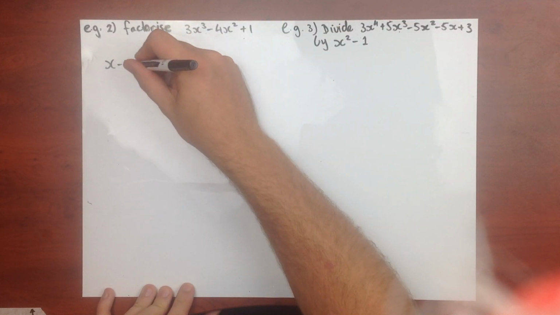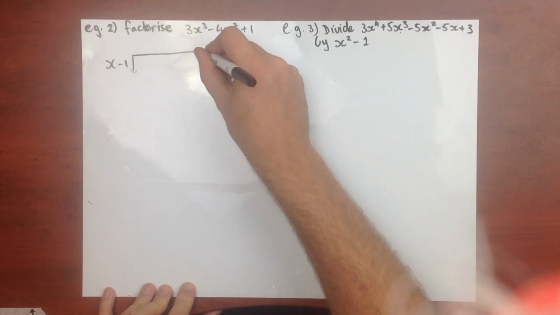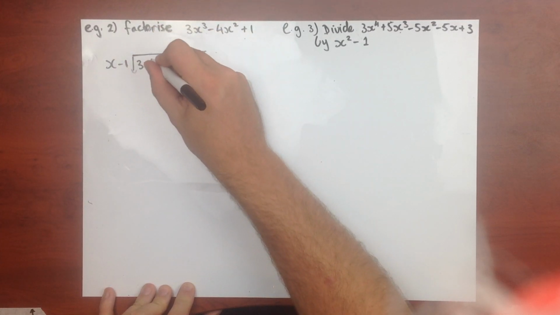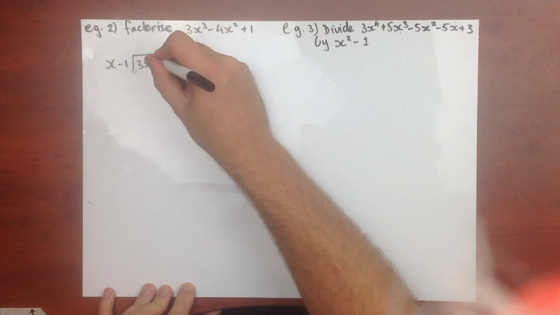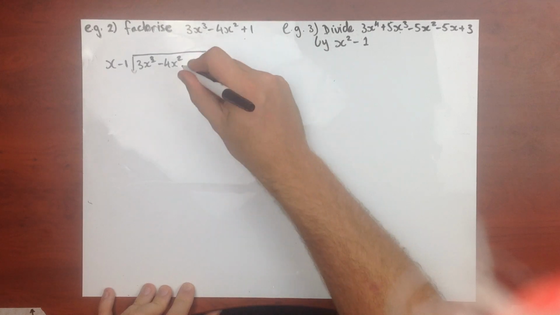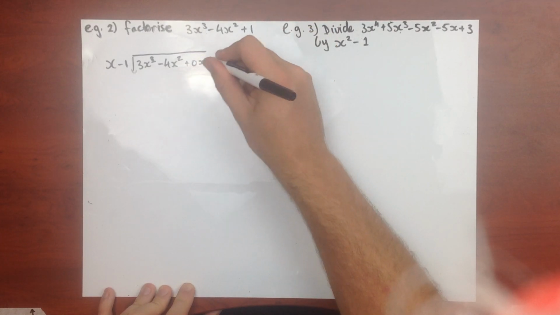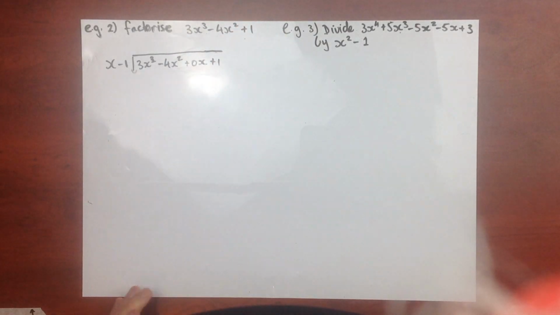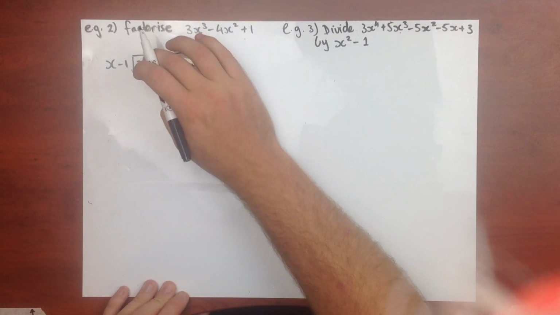And then we're going to divide that into 3x cubed, take 4x squared. Now we didn't actually have an x term, but what we need to do is put in 0x plus 1. The reason why we do that is just to keep it organised and ordered. If we don't do it, then you're going to see we'd run into some problems. So it's the same process as what we did before. I'll just fix it up.